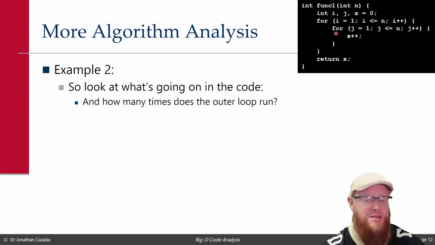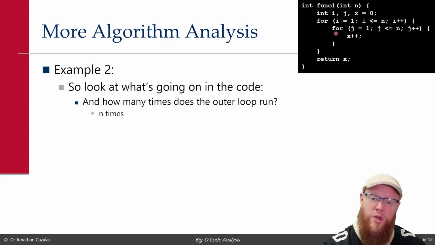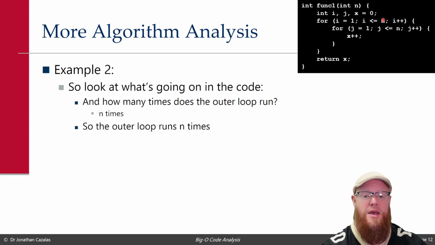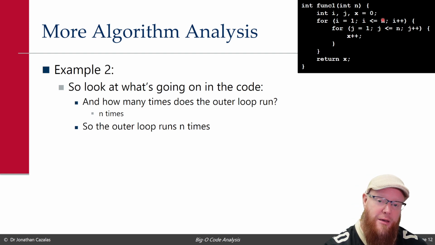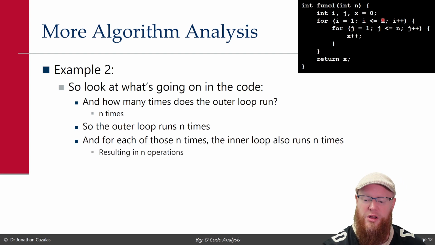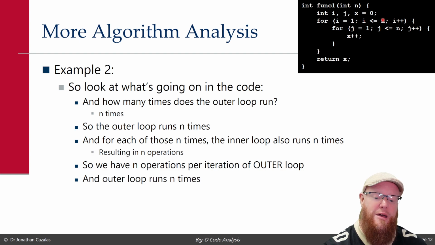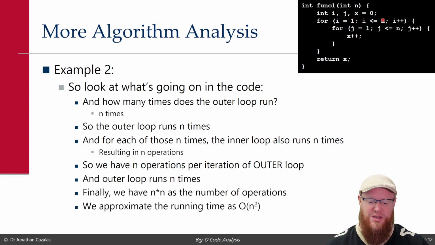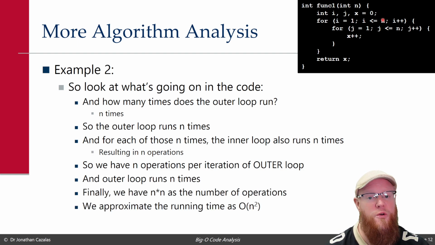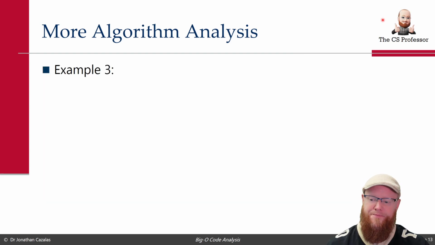And how many times does that outer for loop actually run? We already said the outer for loop runs n times. And for each of those n times, the inner for loop runs n times. What we can now do is multiply those two values together, and we see that the overall running time is exactly O of n squared.